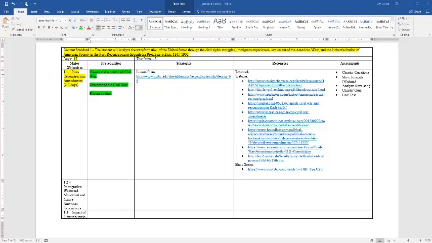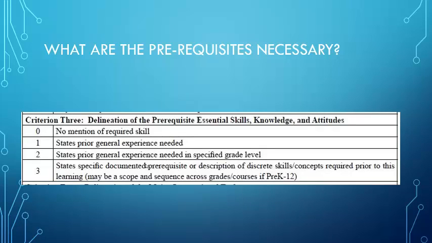with the objectives, prerequisites also have a rating of 0 to 4. 0, there is no mention of a required skill. A rating of 1 would state a prior general experience needed. So I would probably give what I just wrote up there maybe a 1. A 2 states prior general experience needed in a specified grade level. So to change that to a 2, I would need to put that this came from 8th grade U.S. history, because that's where it came from.